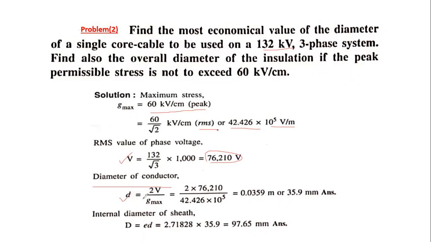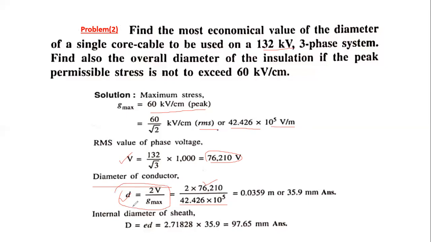Therefore d is equal to 2V by G max, where V is 76,210. What is the G max value that will be obtained in the RMS value? That is 42.426 into 10 power 5 volt per meter. This is the diameter of a conductor, the most economical diameter of the conductor size.